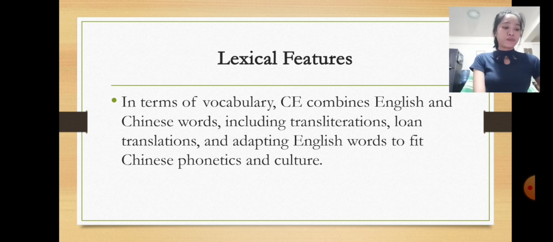For example, one way Chinese English combines English and Chinese words is through transliterations. For instance, shouji in Mandarin, which means mobile phone or cell phone, is transliterated into suji in Chinese English. This process involves adapting the pronunciation of the Chinese word to fit English phonetics while retaining its meaning.